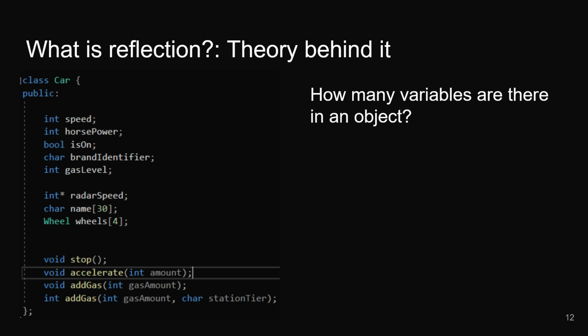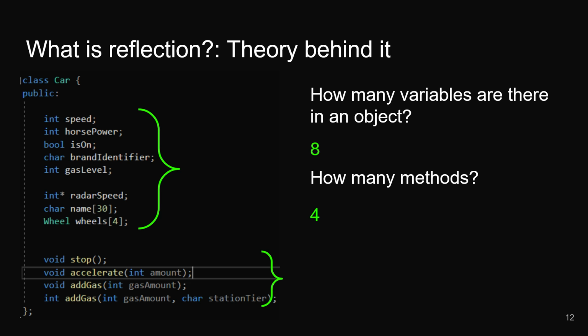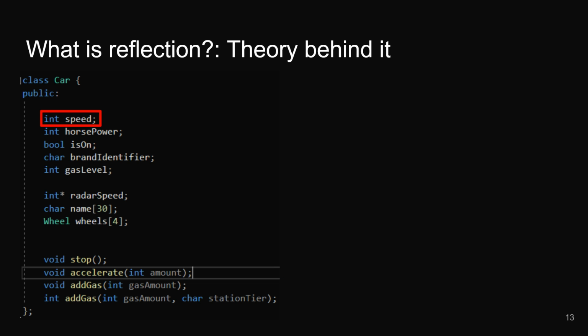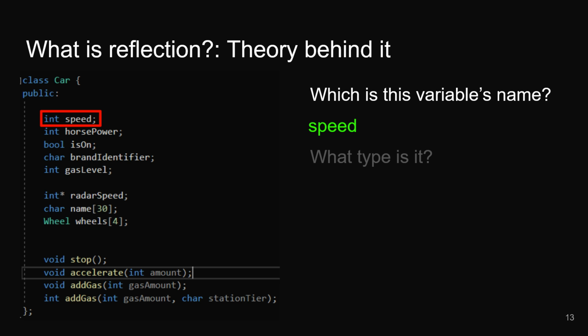Questions like how many variables or properties are there in this object? There are 8 variables. How many methods do we have? We have 4 methods. And if we go specifically into a property, we can ask the name of the property or the variable. It's speed. Which type is it? It's an integer.